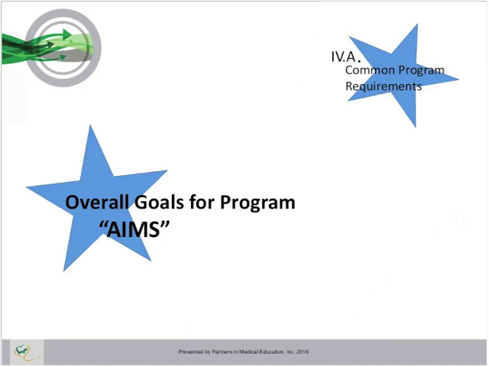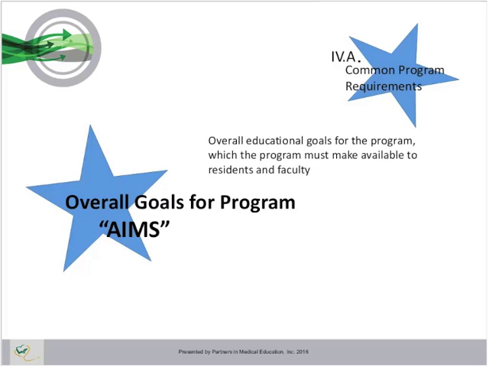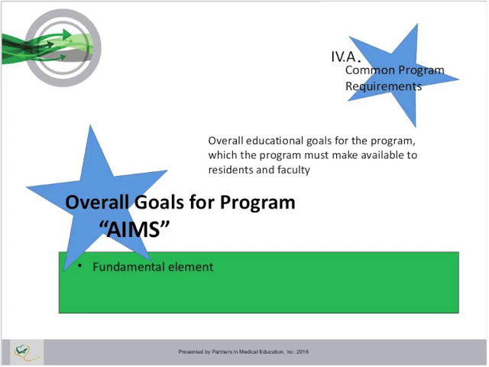It is usually just a line or two, and sometimes people don't understand that just because there's a brief mention, how important it is to the overall foundation of your educational program. But if we go back to the common program requirements, we would start with 4A, and that says overall educational goals for the program, which the program must make available to residents and faculty. So there's a few things to keep in mind here. This is a fundamental element to building your curriculum, your entire educational program. If you don't have these overall educational goals, then you have nothing to base your program on.